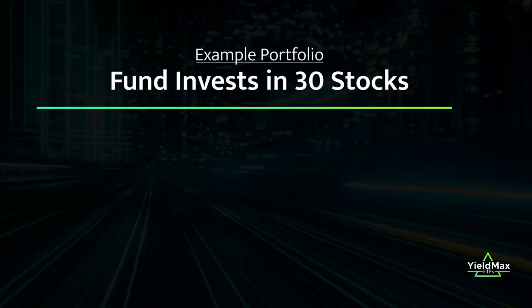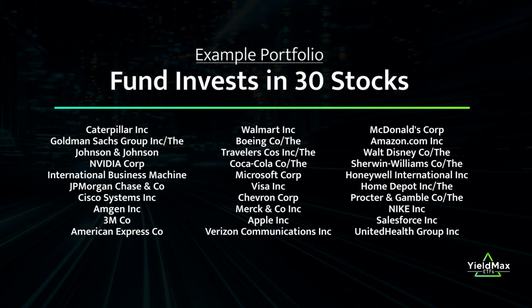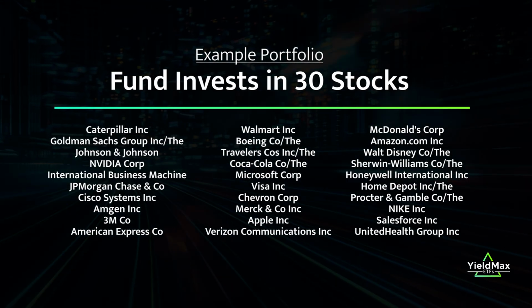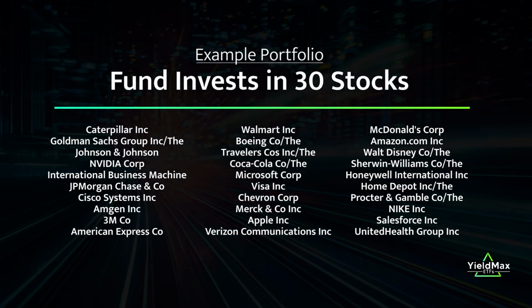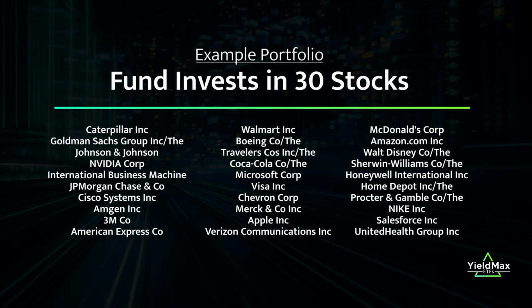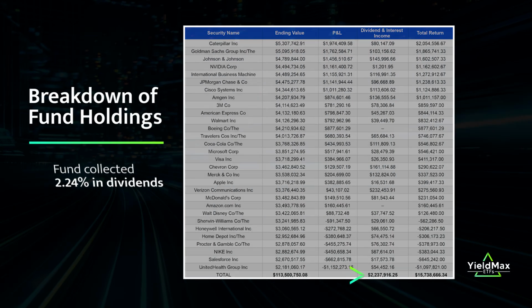Imagine you invested in a fund on the first trading day of 2025 that promised to distribute all its returns on the last trading day of the year. The portfolio in this example comprised 30 of the best-known publicly traded companies, equally weighted, and is shown here ranked from best to worst performance. You'll notice that the fund collected about 2.24% in dividends.